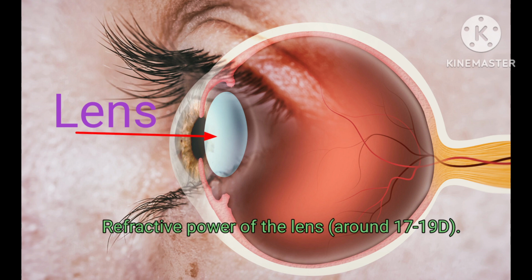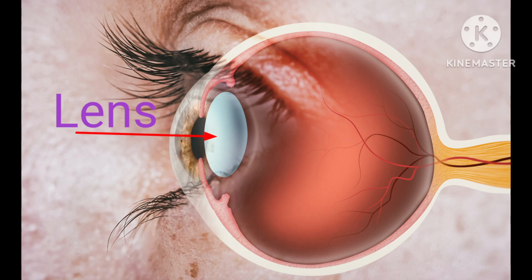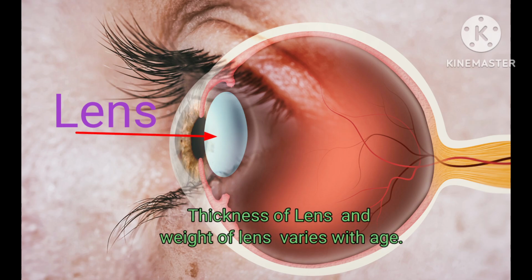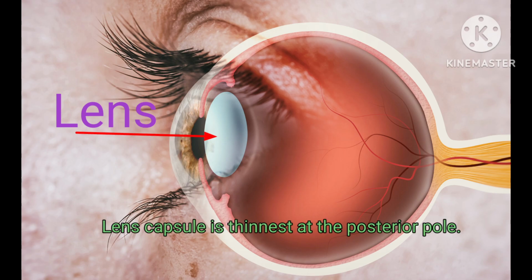Refractive power of the lens is around 17 to 19 diopters. The lens contributes the remaining 1/3 of the eye's focusing power. Diameter of the lens is 9-10 mm. Thickness and weight of the lens vary with age. Refractive index of the lens is 1.39. The lens capsule is thinnest at the posterior pole.